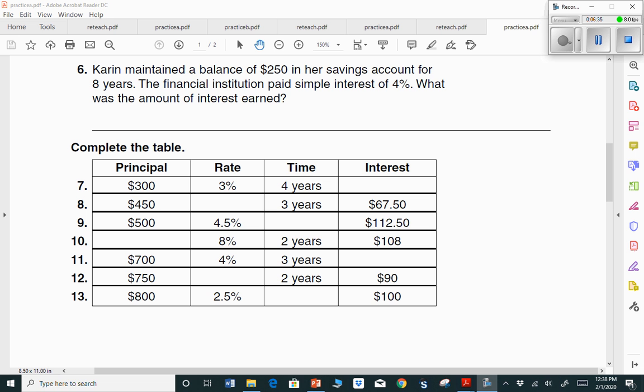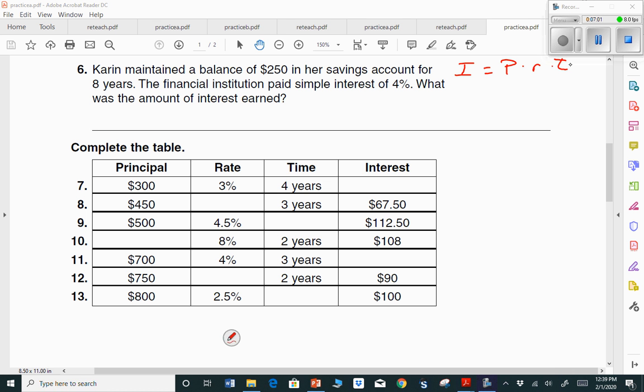Okay, number 6 tells us Karen maintained a balance of $250 in her savings account for 8 years. The financial institution paid simple interest of 4%. What was the amount of interest earned? So again, we'll start with our formula. I equals PRT.